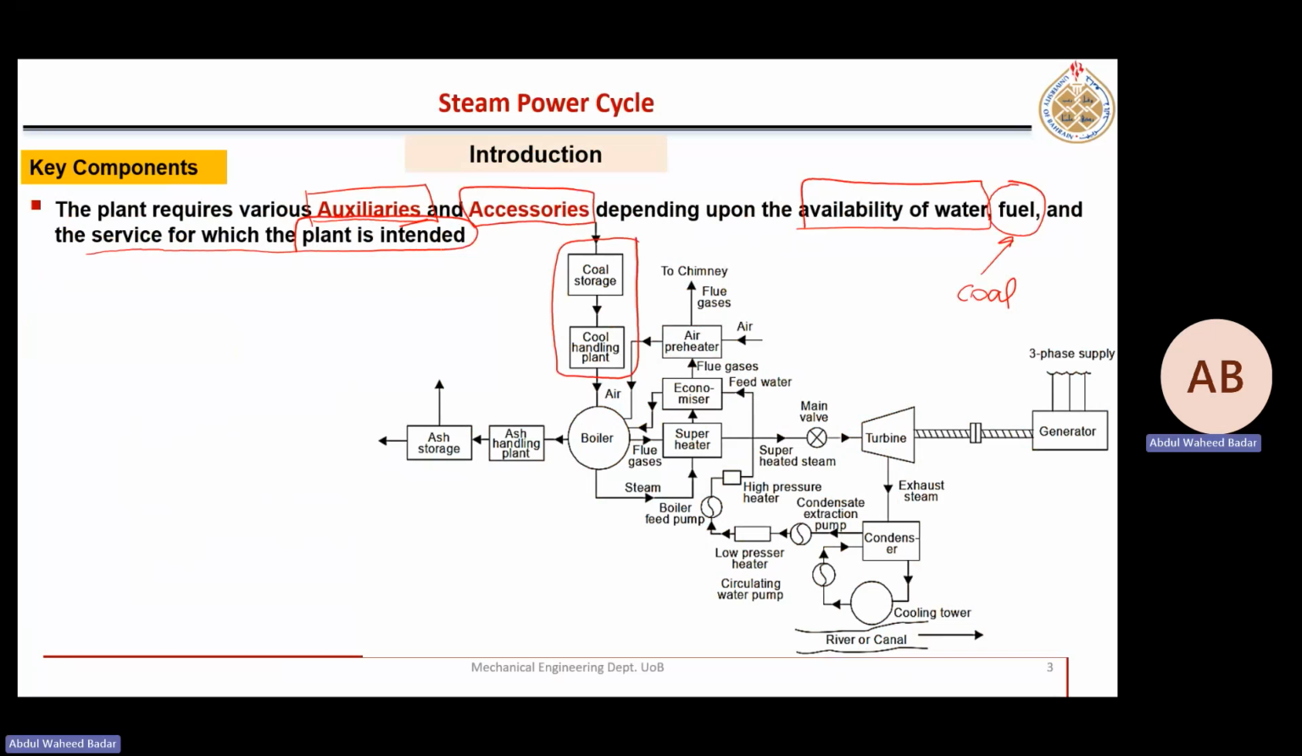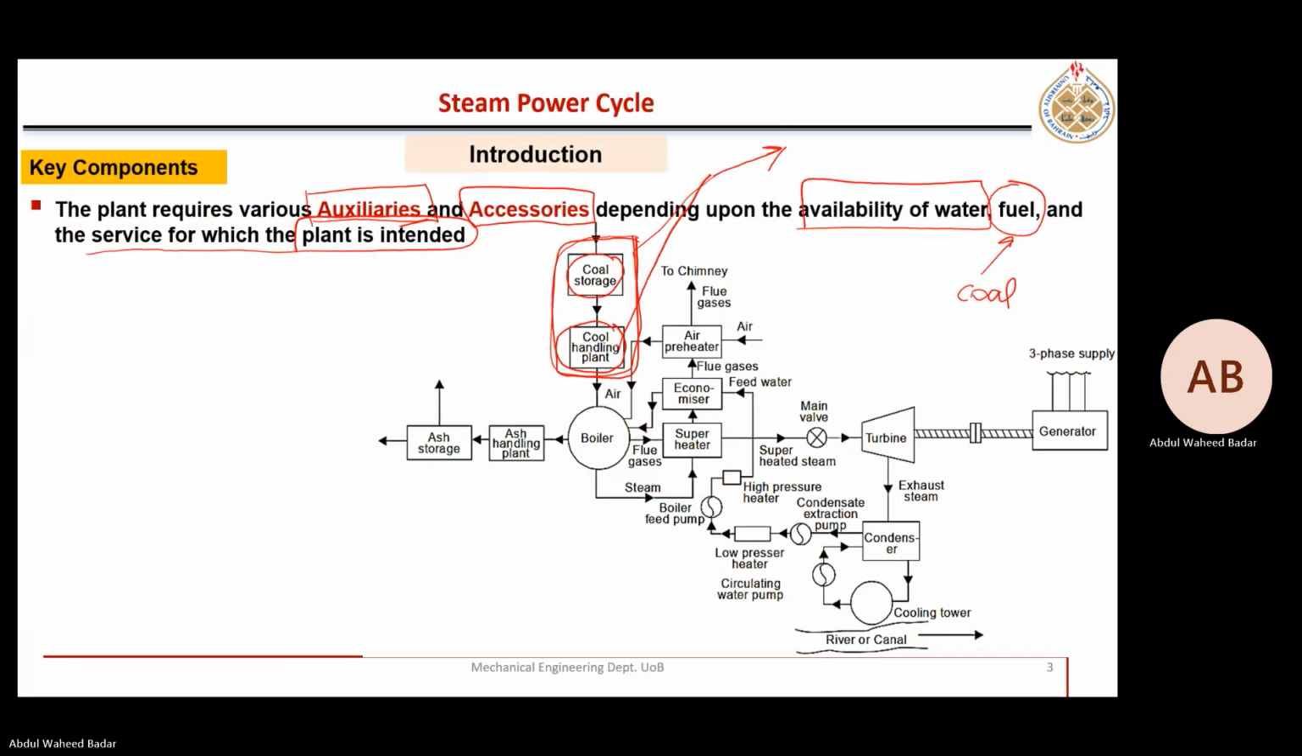Even if it's a nuclear power plant, only this part is different. The rest is exactly the same. Here you see coal storage and the coal handling plant, where we convert the coal into a form which is easily combustible, crushing it, cleaning it. All these processes by themselves are a complete chapter you can see in your PowerPoint book.